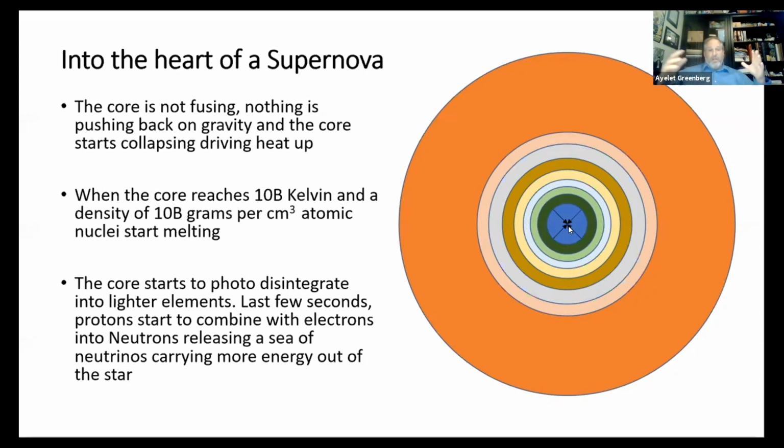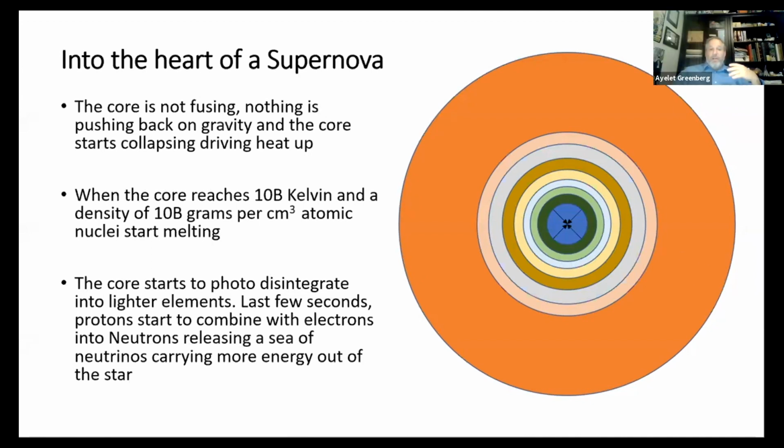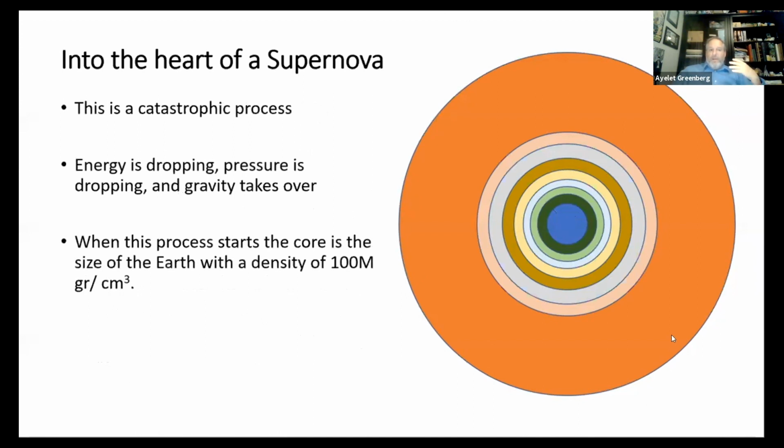And in this process, in the final few seconds, we're seeing protons and electrons merging and creating neutrons, releasing an ocean of neutrinos. And that is literally pulling the bottom out of this core. And it's now going to go into an absolutely catastrophic process. The energy's been dropping, pressure is dropping, gravity is taking over. In the next two phases, and again, pay attention to this blue circle in the center, we're starting off with an object which is almost the size of the Earth, a ball of iron and nickel, about 6,000 miles in size.